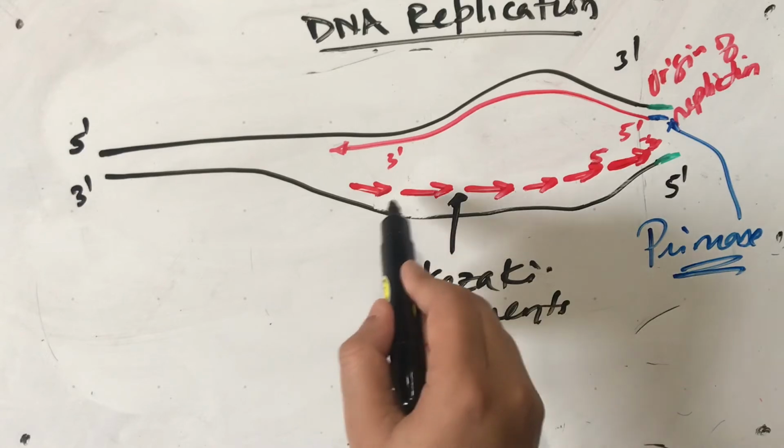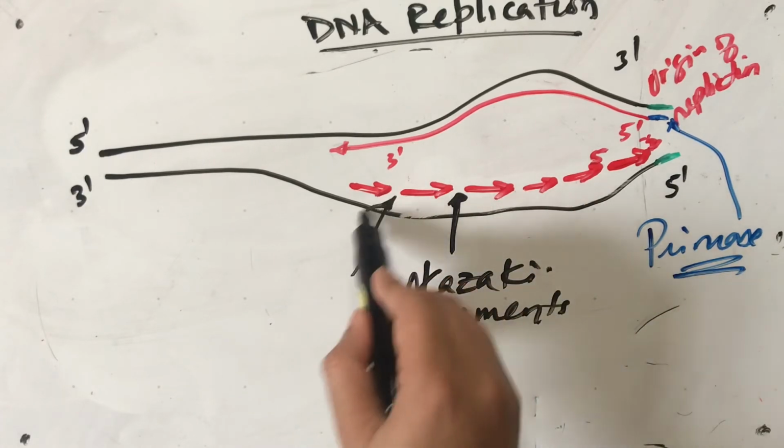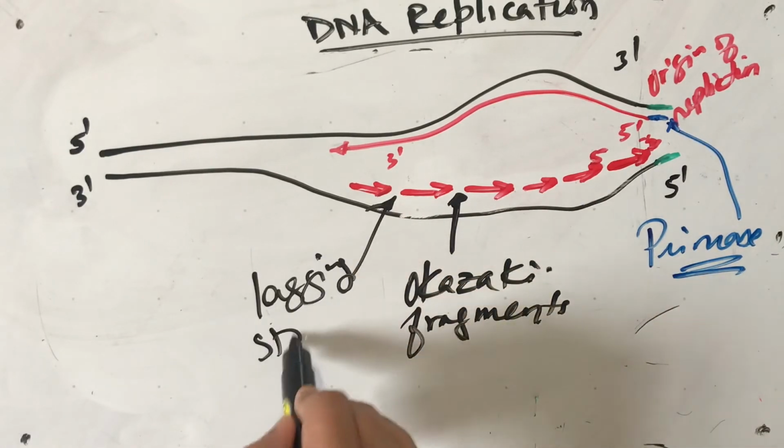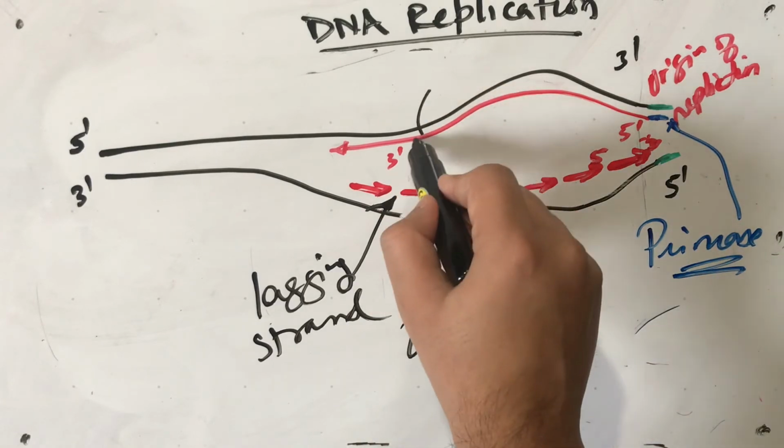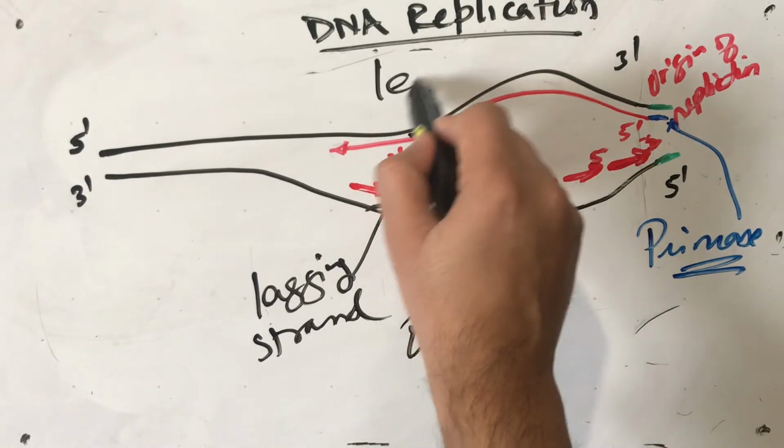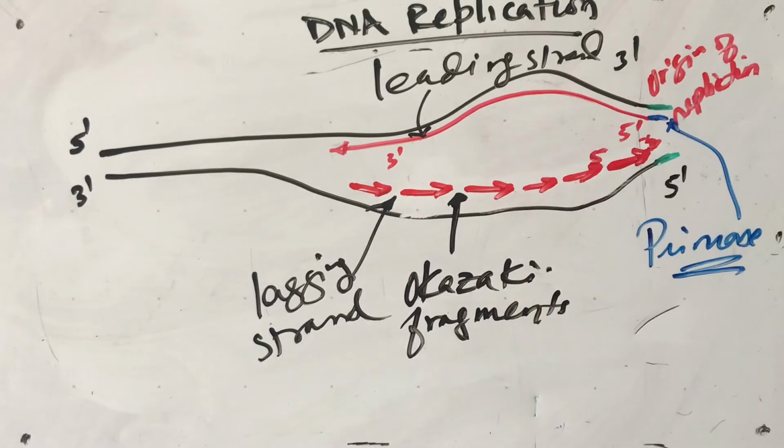This fragmented strand is called lagging strand, L-A-G-G-I-N-G, lagging strand, and this continuous strand is called leading strand. Okay, you may be wondering how does this process actually start?